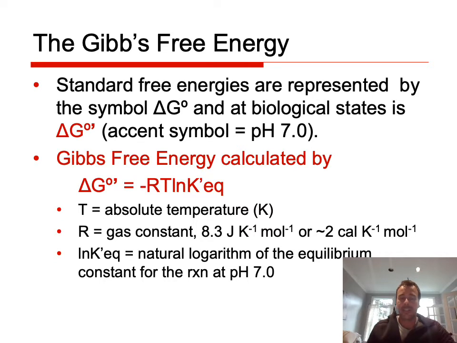The Gibbs free energy can actually be calculated by this equation here, where it's negative RT natural log of the K equilibrium. So where T is the absolute temperature, R is the gas constant, which is shown here, and K equilibrium is the equilibrium constant for the reaction at pH 7. So again, we don't need to do calculations on the exam, but this just introduces you to how it could be calculated.